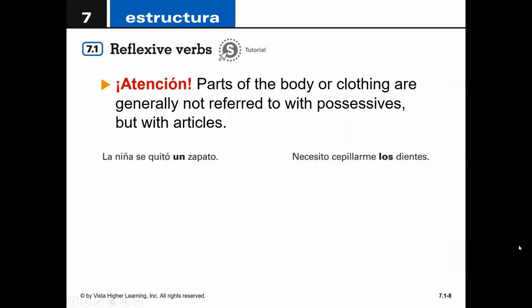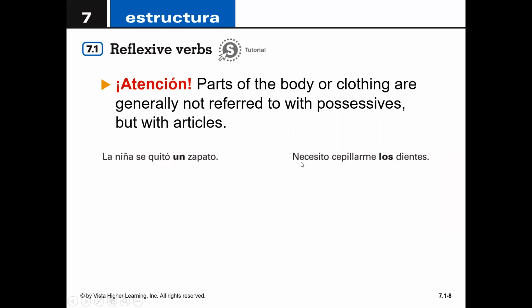And lastly, in Spanish, we don't use possessives to talk about clothing or body parts. So for instance, in Spanish, you would say, la niña se quitó un zapato, which the literal translation in English, you would understand, would be the little girl takes off a shoe, but in Spanish, it would be understood as the little girl takes off her shoe, right?